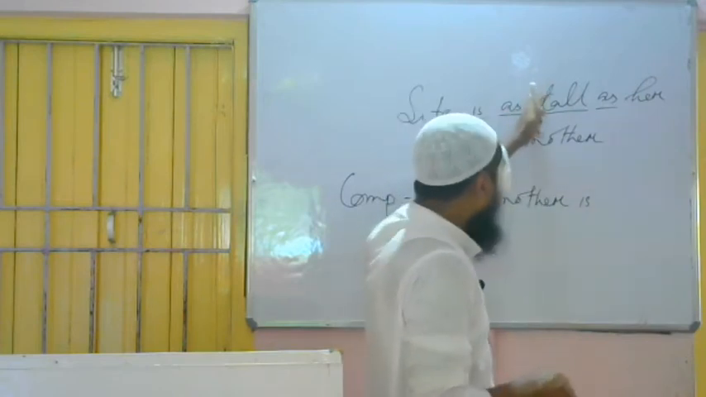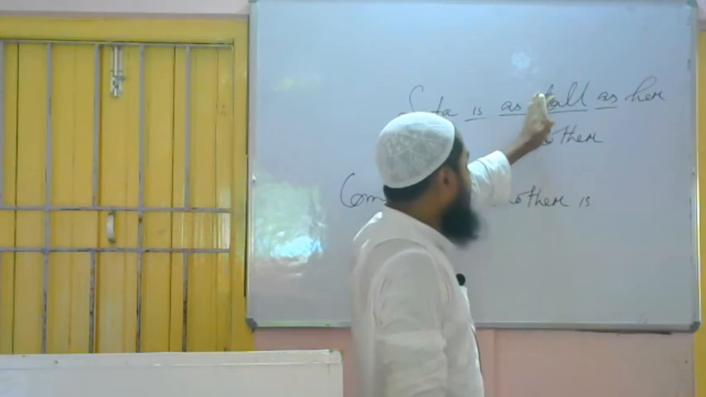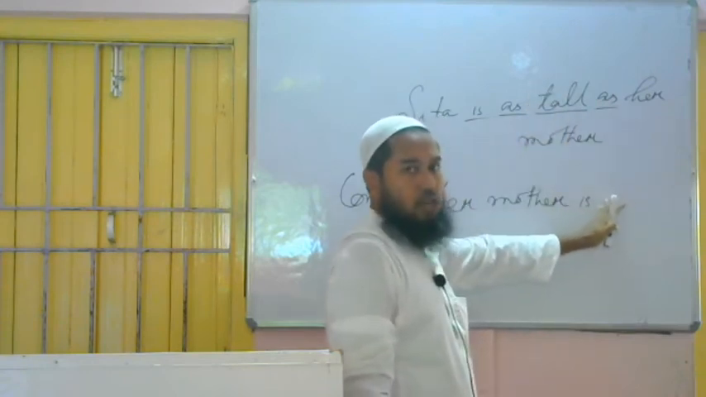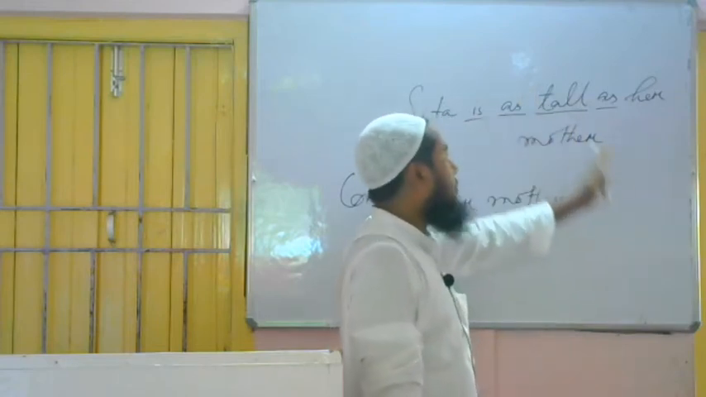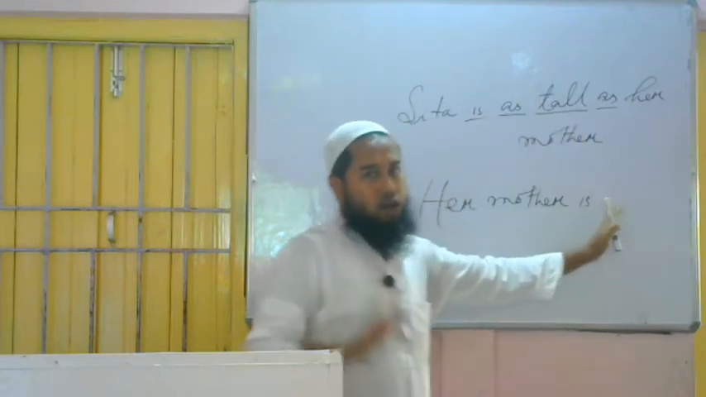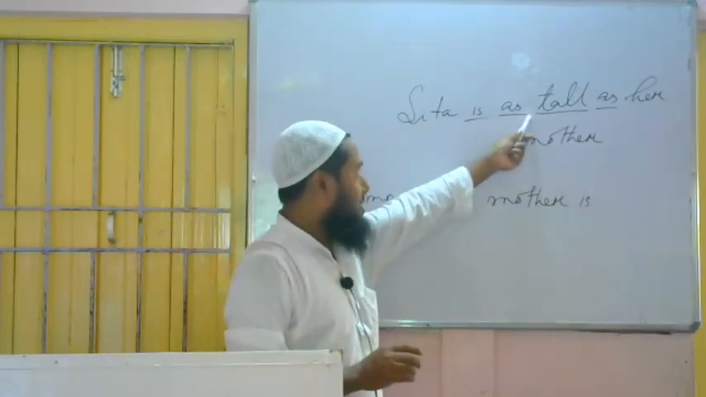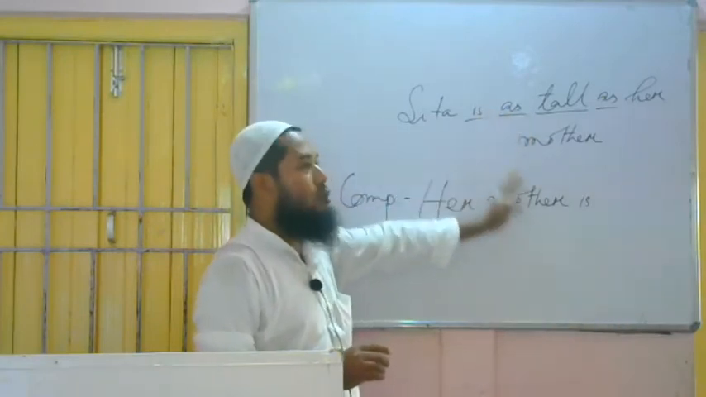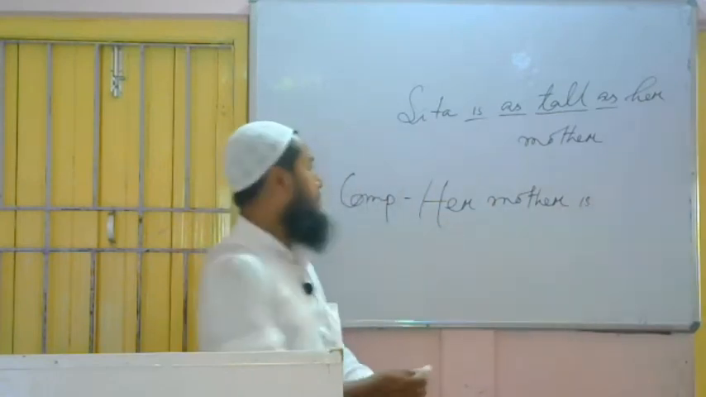If not is not there in the question, that means if not is not there in the positive, be careful. If not is there in the positive degree, then we are not to use not in the comparative degree. But if not is not there in the positive degree, then we have to use not in the comparative degree. Got it? So here you see, is not there in the sentence? No, not is not there in the positive degree. So we have to use not in the comparative degree.